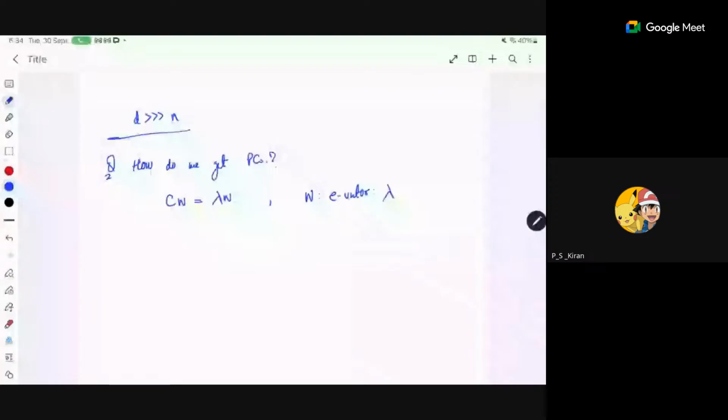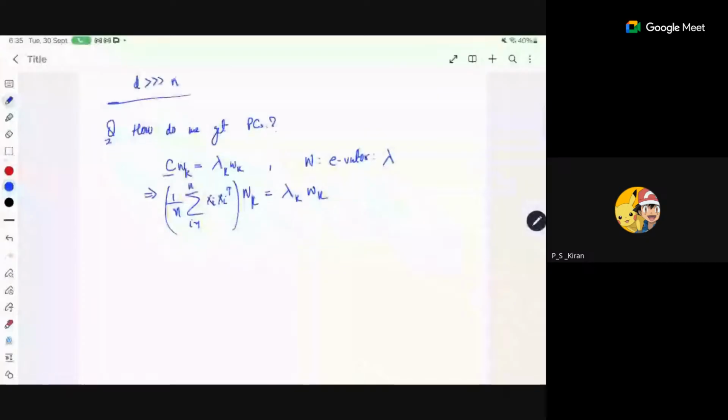Now, in general, if we are interested in the kth principal component, then we can write C of wk to be lambda k wk, right? Now if we can write this, then what happens? My C was nothing but 1 upon n sum over xi xi transpose, where i is varying from 1 to n. And you have wk as the eigenvector, and this is equal to lambda k wk.